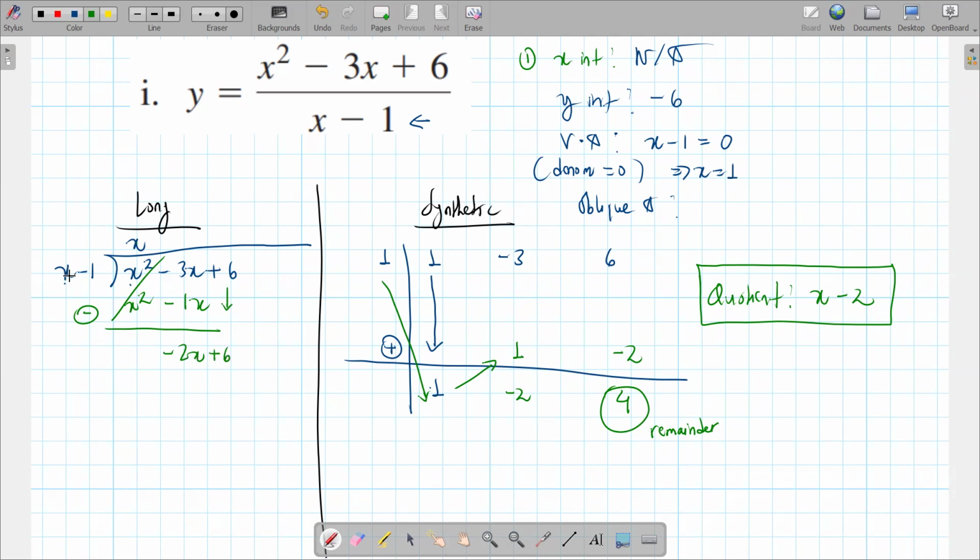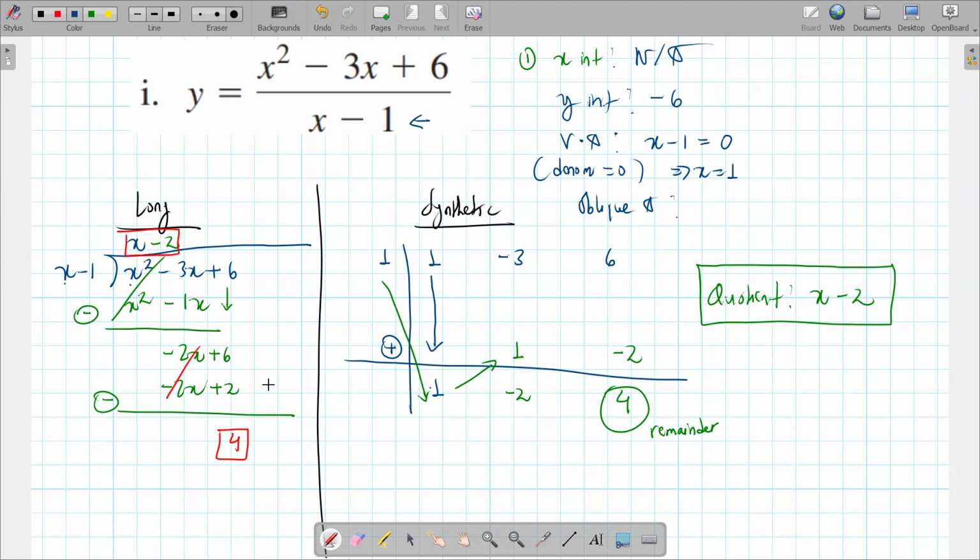What do we multiply x by to get -2x? -2. So -2 times x, -2x. -2 times -1 is +2. And then we subtract them. -2x minus -2x is 0. 6 minus 2, 4. This is your remainder. This is your quotient.